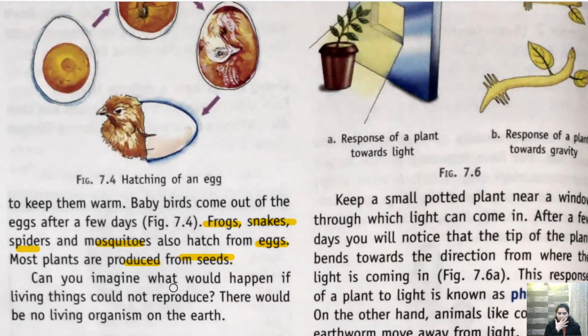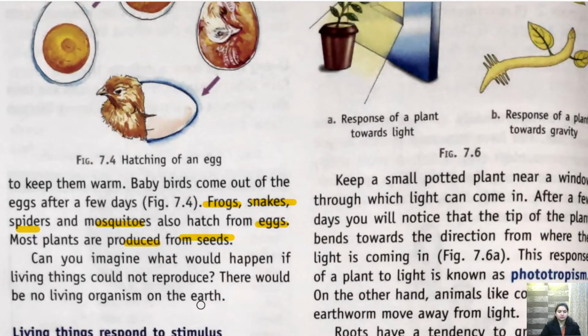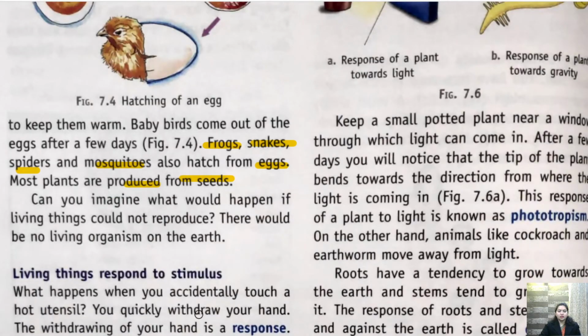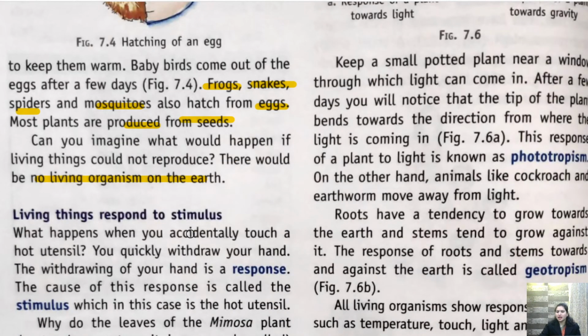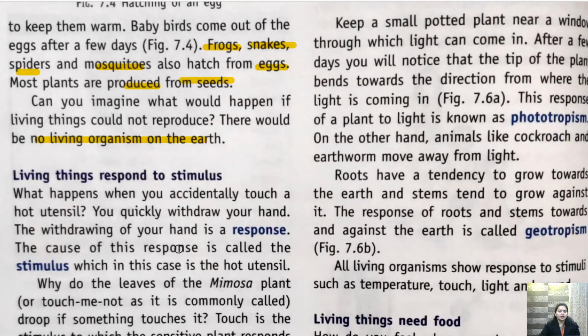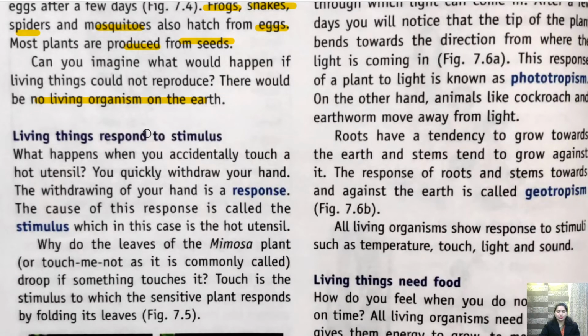Okay. So there would be no living organism on earth which cannot reproduce. Okay. Small bacteria, fungi, viruses, they also reproduce and multiply. Getting it? Now coming on to the next characteristic of living things: living things respond to stimuli. Now what is this stimuli?